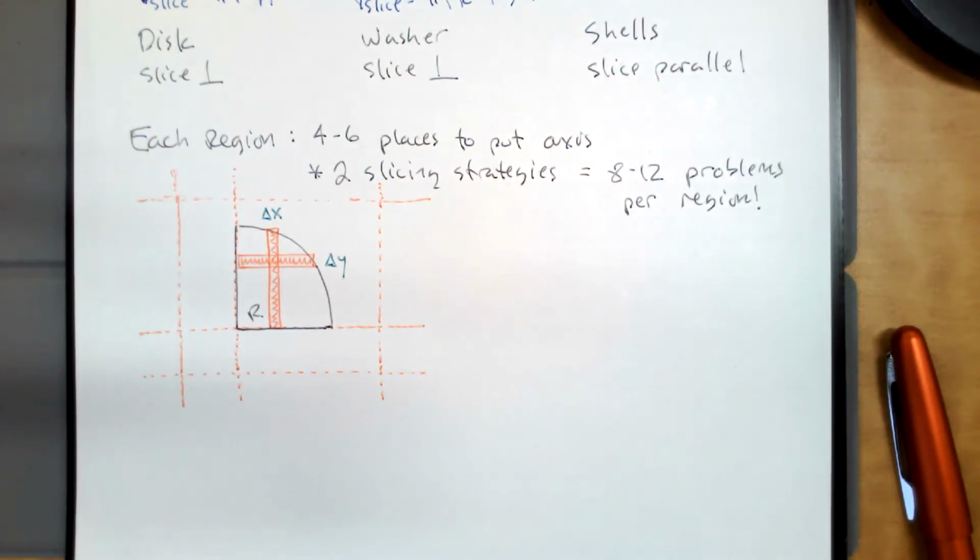So if we define one region, we can make at least 4 problems out of it. Axis above, axis below, axis to the left, axis to the right. If we have a boundary that's horizontal or vertical, then we would also want to practice with an axis there. Any questions? Is everybody okay?